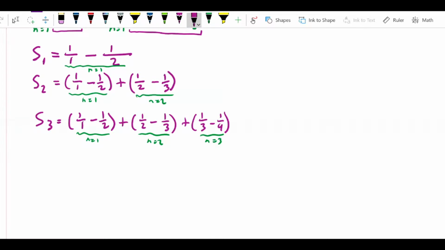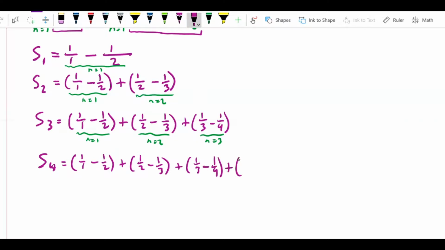Let's write out one more, because I think it'll become a little bit more apparent if I do this. So this is going to be S4. The fourth partial sum is 1 over 1 minus 1 half plus 1 half minus 1 third plus 1 third minus 1 fourth plus 1 fourth minus 1 fifth. Now look what we have here.